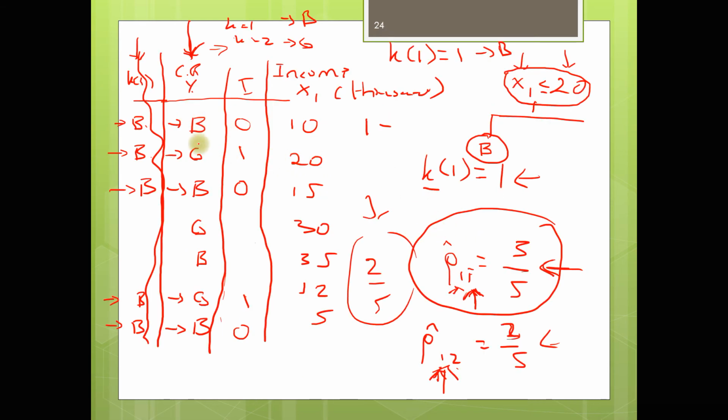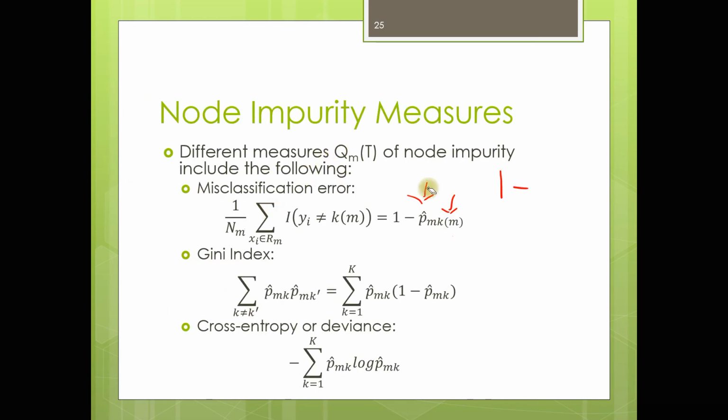So what is the proportion? 1 minus the proportion of bad. You have 1, 2, and 3. So you have 3 out of 5, which is again 2 out of 5 as we have just calculated earlier. So it's like just counting 1 minus the proportion of bad. You get the wrong classification. If this was B, the proportion would have been 1 minus 0, which would have been perfect. But this is not the case here. So this is what the misclassification is about.